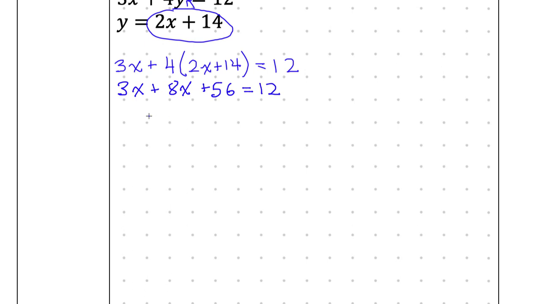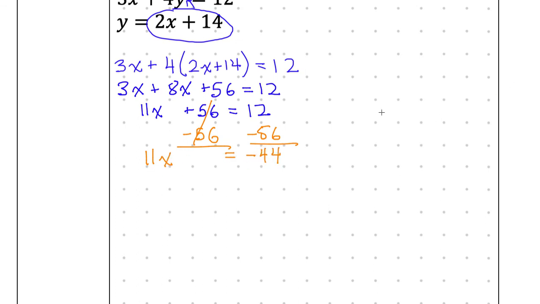I can combine 8x and 3x to be 11x, plus 56 is equal to 12. Let's subtract 56 on both sides. I should be switching colors to make this stand out a little bit better. Minus 56 on both sides. And now 11x is equal to, this is going to be a negative 44. Let's divide both sides by 11, divide by 11, divide by 11, and those cancel out. I'm left with x is equal to negative 4.